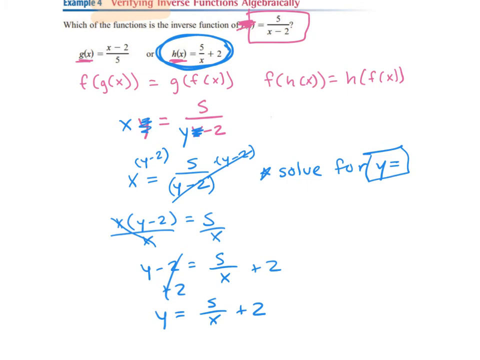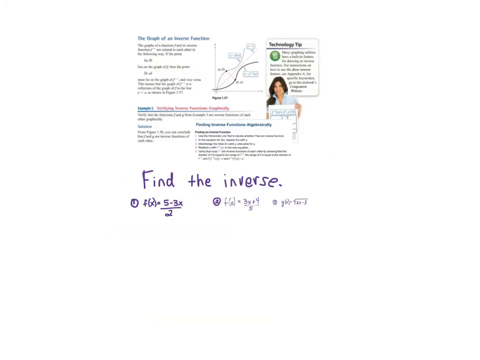Okay. Ms. Carver, why did you switch the y and the x again? So switching the y and the x is how we find our inverse. So just like on the first. Any other questions here? All right, next page.